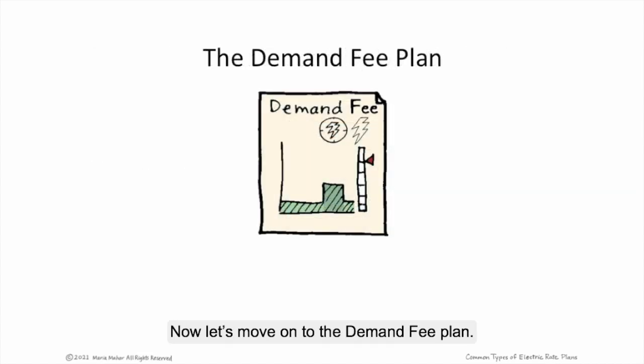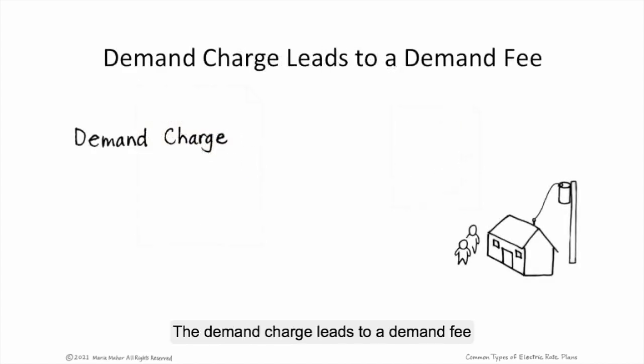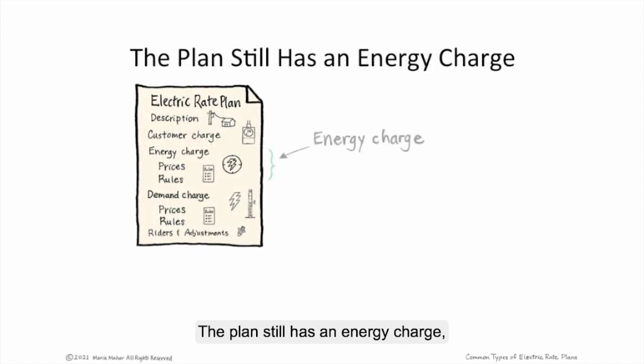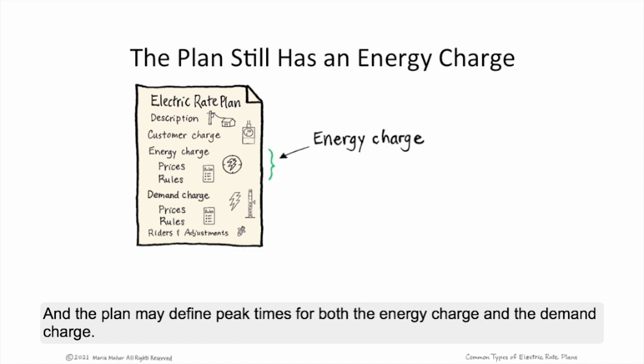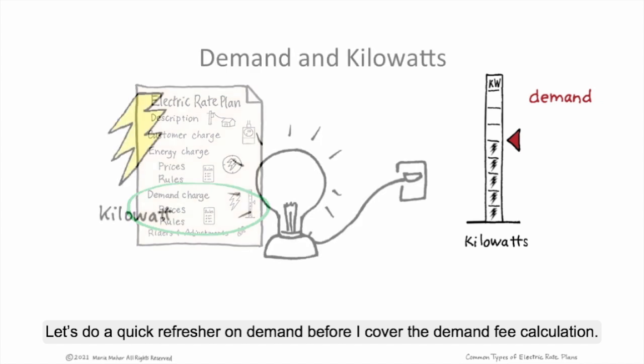Now let's move on to the demand fee plan. This type of plan adds the demand charge to the rate plan. Many residential rate plans do not include this charge. The demand charge leads to a demand fee that is calculated each month and added to your bill. The plan still has an energy charge, and the plan may define peak times for both the energy charge and the demand charge. Let's do a quick refresher on demand before I cover the demand fee calculation.